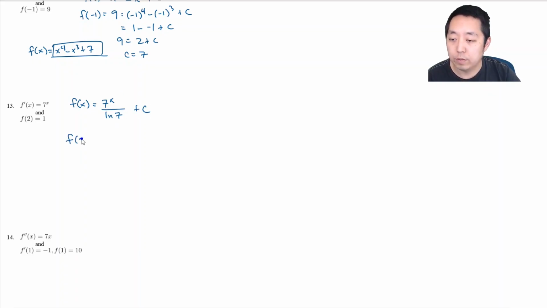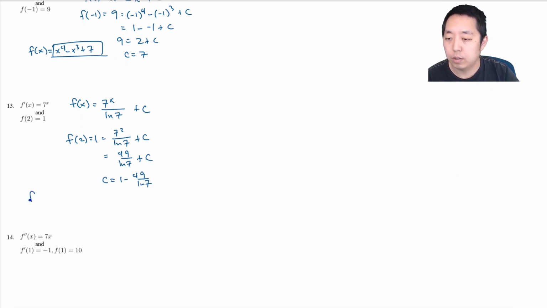And then I know f of 2 has to equal 1, and that's 7 squared over ln of 7 plus c. That's equal to 49 over ln of 7 plus c, and so that means c has to equal 1 minus 49 over the natural log of 7. And so our f of x is 7 to the x over ln of 7 plus 1 minus 49 over ln of 7. Okay.